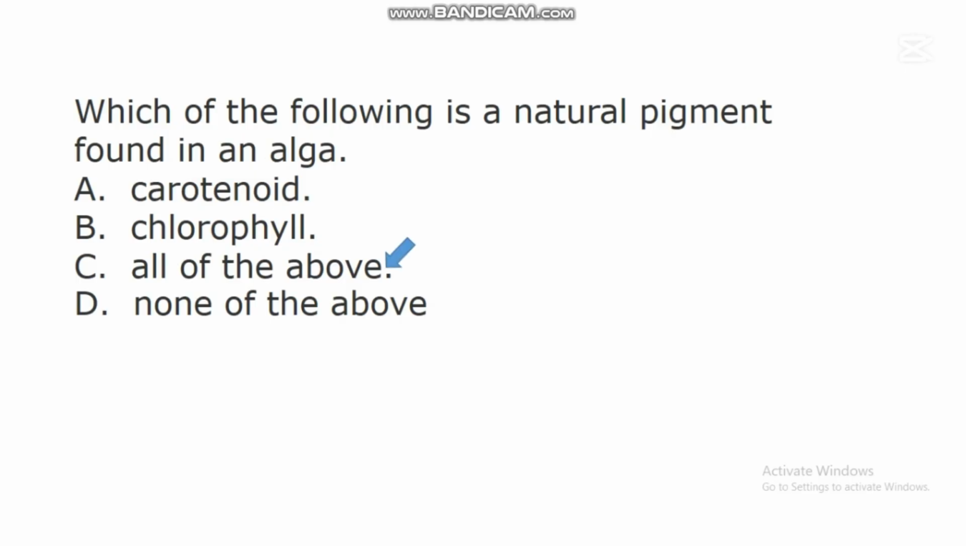All of the above. Research has shown that there are different pigments that can be found in algae. One of these pigments is called carotenoid. We have another pigment known as chlorophyll. So these carotenoid and chlorophyll are different natural pigments found in algae.